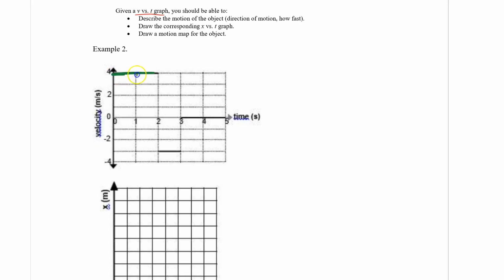Okay, the first thing I'll do is describe it. Here it's going 4 meters per second in the positive direction, and then it's going -3 in the negative direction, and then it's not moving at all. One thing that I have to say is that there's no information about where it starts. So I'm just going to put in here, let's assume that the starting position, that's how we write starting position, is at the origin. In other words, it's 0 meters.